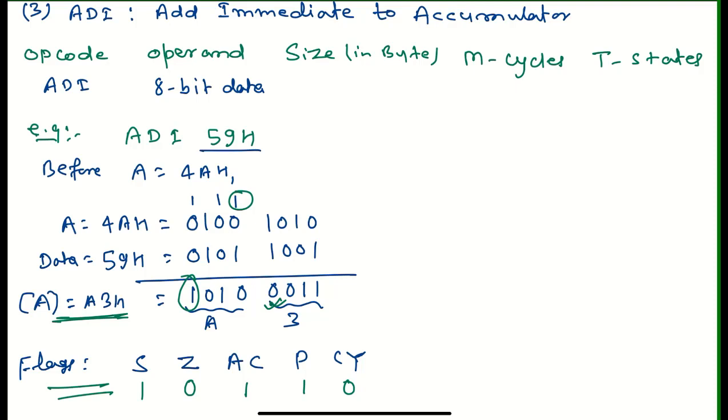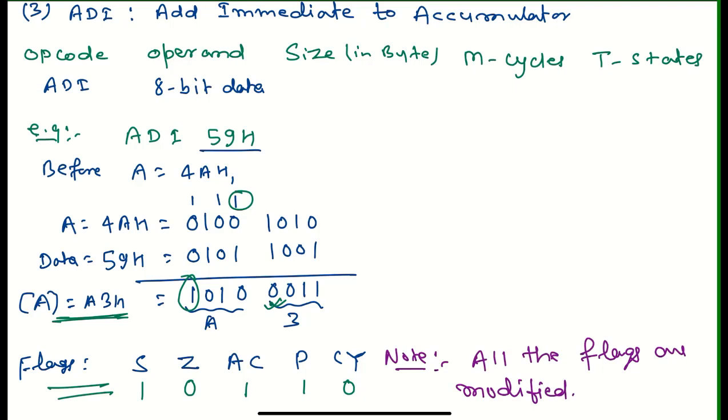So here in the note we can write that all the flags are modified. All the flags are modified as per the result obtained after performing this addition operation by the use of this instruction. Now we can find out the size here.